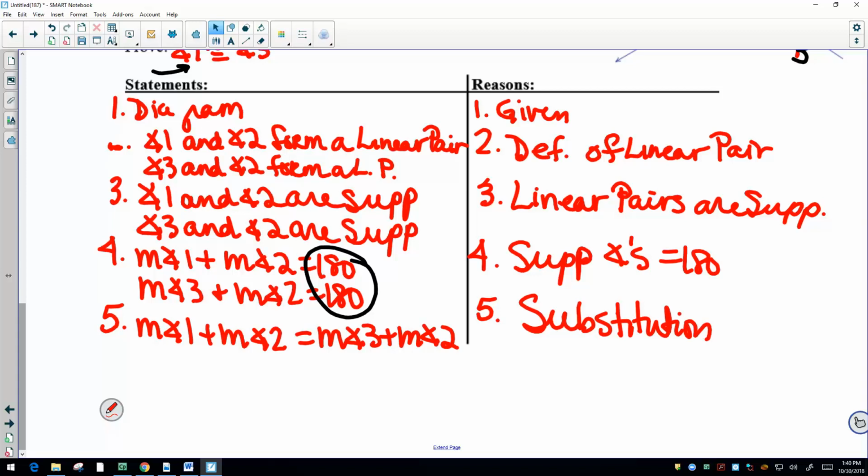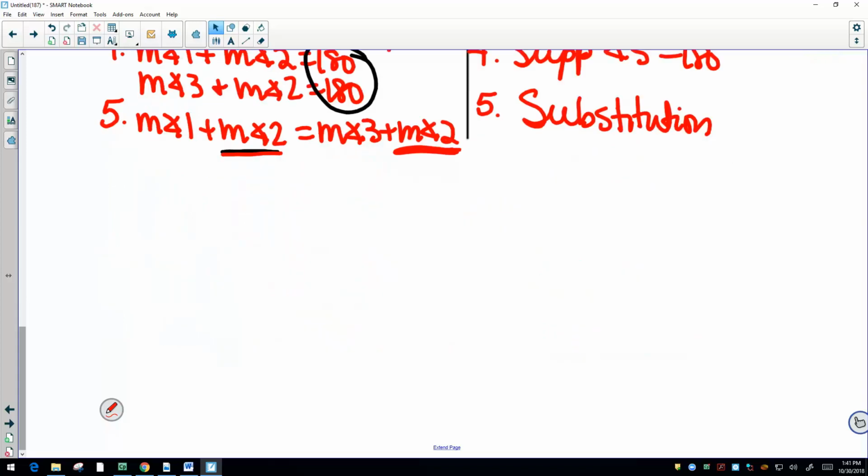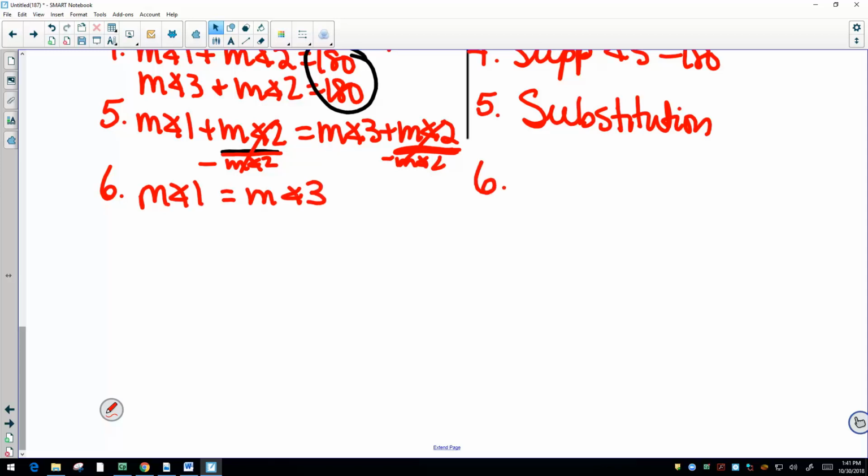Okay, so now notice what we have, kind of like that algebra proof that we did in the beginning. Measure of angle 2 is on each side. I could get rid of angle 2. And if I think about this from an algebra standpoint, think if I tried to subtract an angle 2 from one side, subtract an angle 2 from the other, notice what happens, what we're left with. The measure of angle 1 equals the measure of angle 3, and we did that because of subtraction.